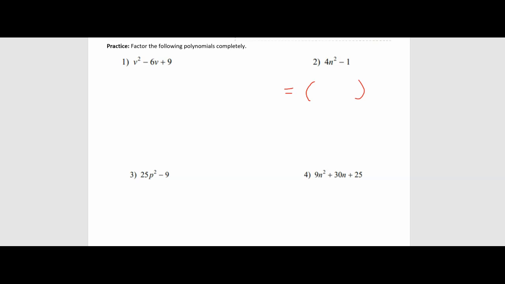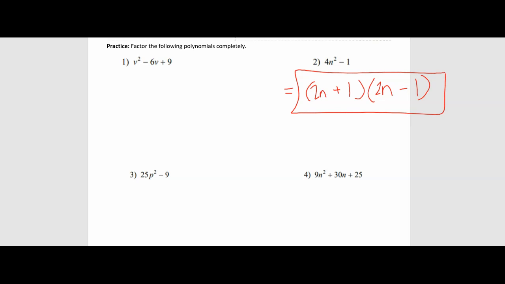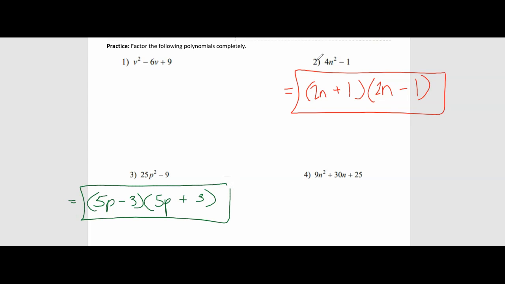Okay, so for number 2, the square root of 4n squared is 2n. The square root of 1 is just 1. And we have opposite signs. For number 3, the square root of 25p squared is 5p. The square root of 9 is 3, and opposite signs. Notice I did the negative sign first this time. That's okay. It doesn't matter what order you do it in. The answer is still going to be correct.